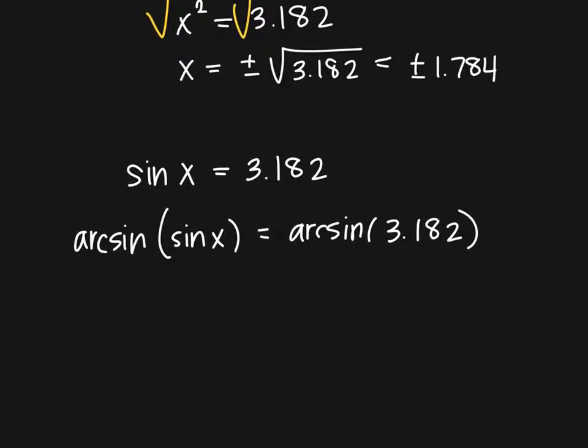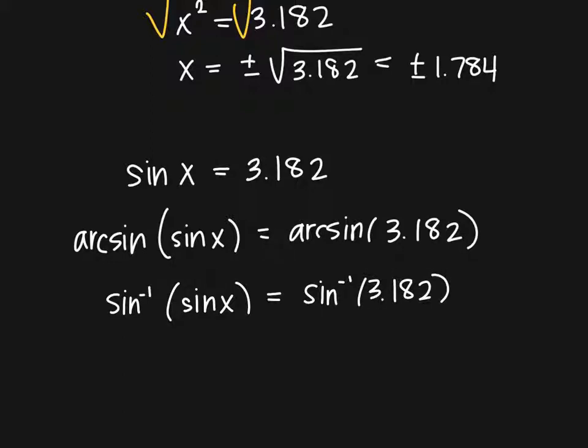Now, arc sine is 6 letters. That's too long to fit on a calculator button, so they came up with something different. Instead of arc sine, they use sine inverse of regular sine. And so sine inverse of 3.182. On the left side, the x side, the sine inverse cancels out the sine, so you have x by itself. And on the right side, you'll type that into your calculator.